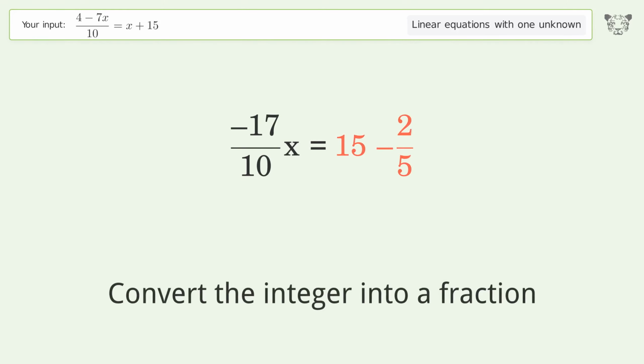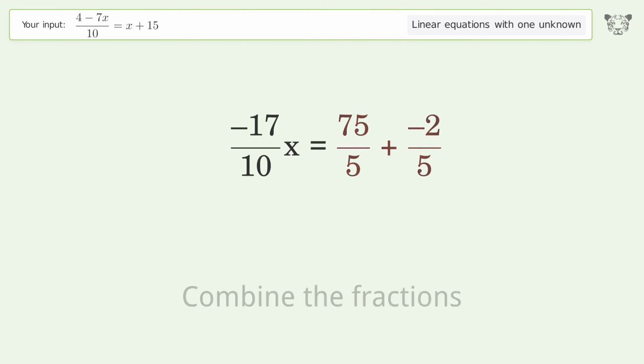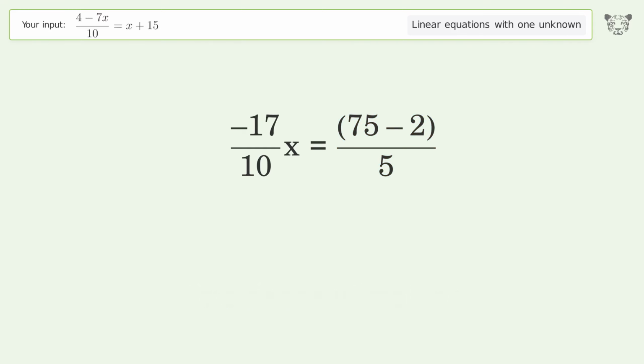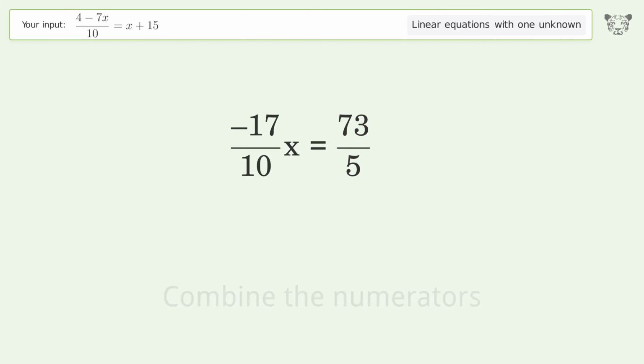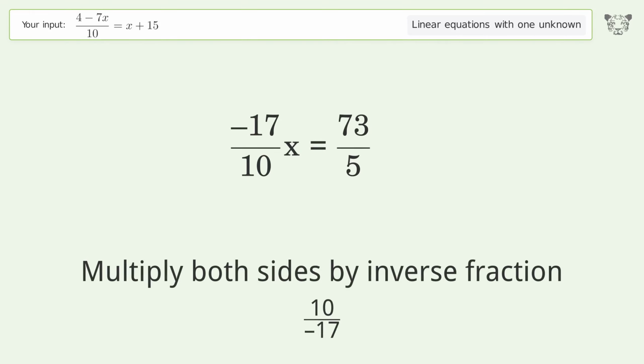Convert the integer into a fraction. Combine the fractions. Combine the numerators. Isolate the x. Multiply both sides by inverse fraction 10/17.